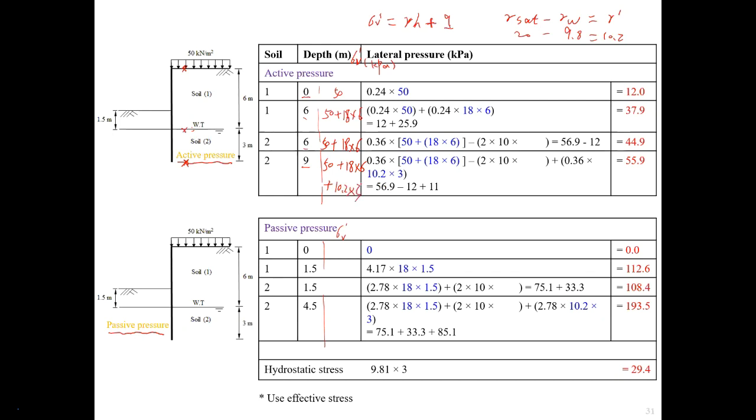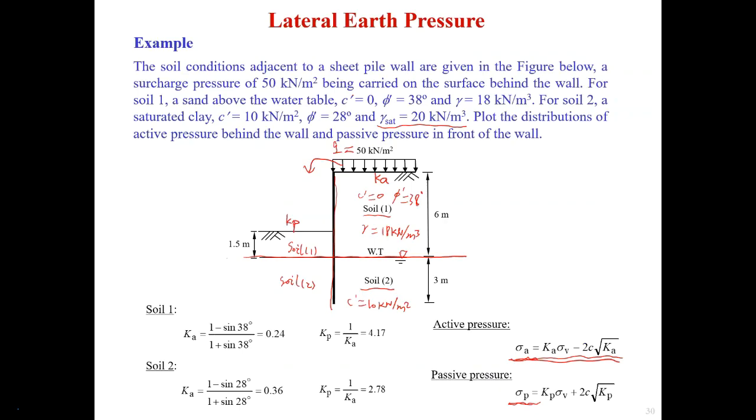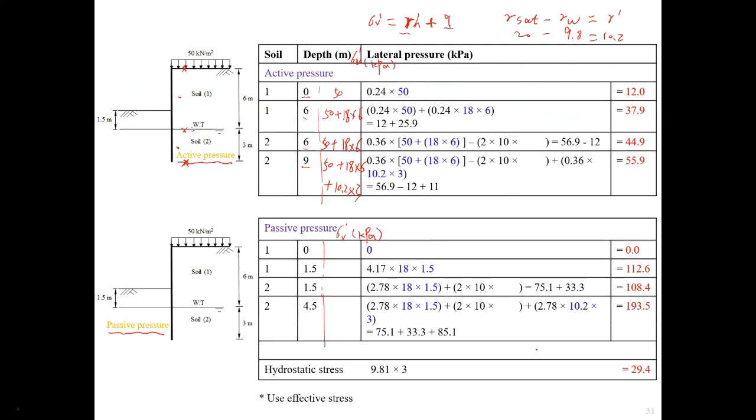So by now we have already calculated the vertical stress for the active case. And then we go to step 5. In step 5, we use this formula: sigma A equals Ka sigma v, because that's the ideal case.